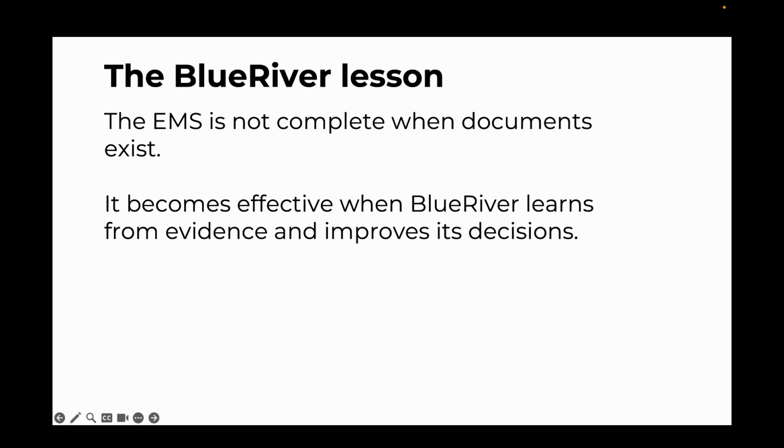So this episode closes the first BlueRiver block. Across the episodes, we followed one organization as it built a practical environmental management system around water. We started with context, aspects, obligations, risks, and opportunities. We moved into actions, objectives, operational control, competence, emergency preparedness, monitoring, and compliance evaluation. And now we end with learning and improvement.